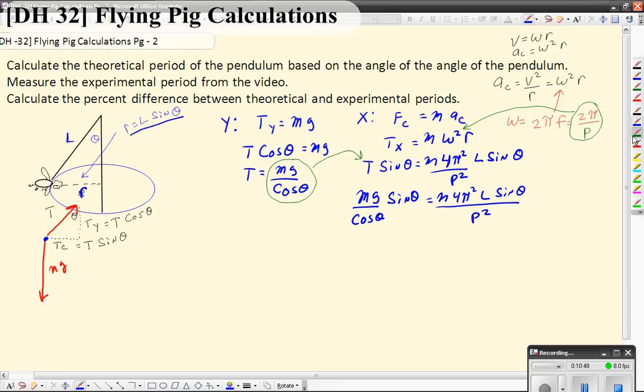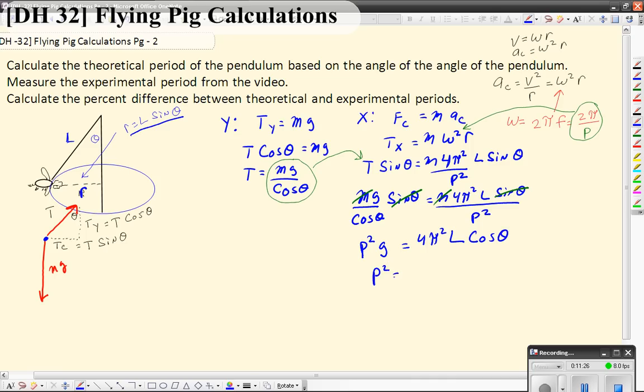I know that's a mouthful, but there's a reward. The masses, they cancel out. Our period is not going to depend on the mass of the pig. It's also got sine theta on both sides, so we can cross that off. And let's just do a little bit of algebra here. I'll bring the P squared over here, because remember P, or period, is what I'm solving for. P squared g equals 4 pi squared L. This is over cosine theta, so I'm going to multiply that and get this cosine theta.